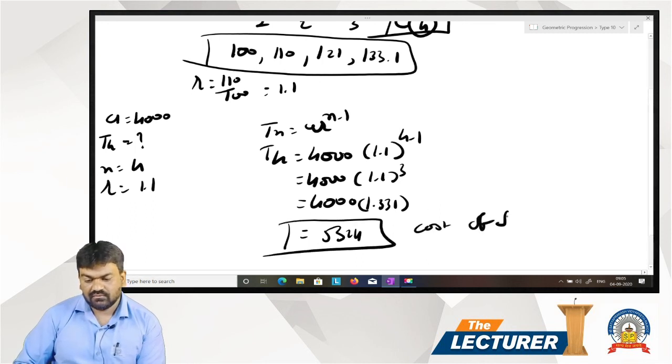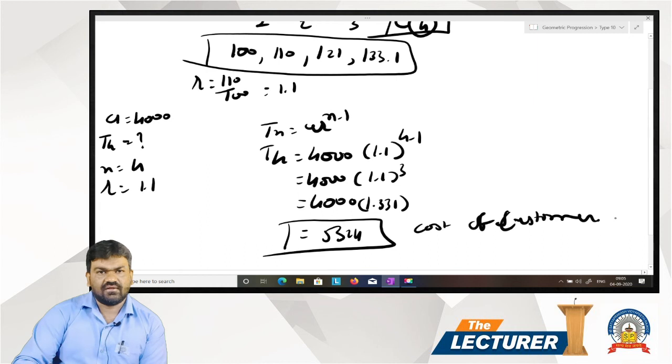Here our part 2, that is geometric progression, is completed. In next session we will start our next part, that is harmonic progression.